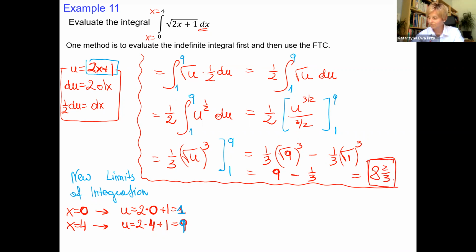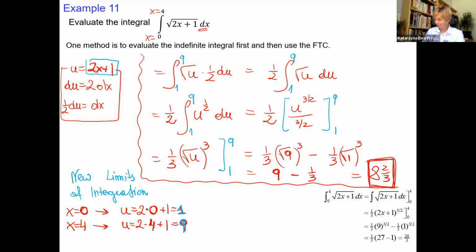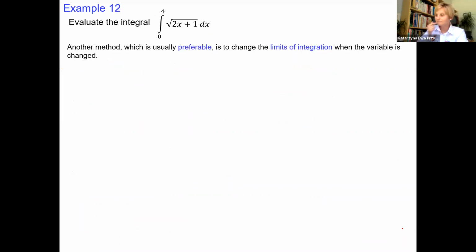We can leave it in that mixed form. And I believe I have the answer 26 over 3, but this is 26 over 3. And yes, I also have the new limits. We can see 9 and 1. Yeah, I minimize my solution. But also, let's look at the second way.